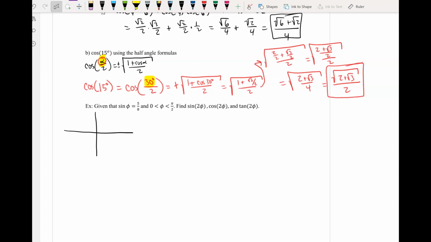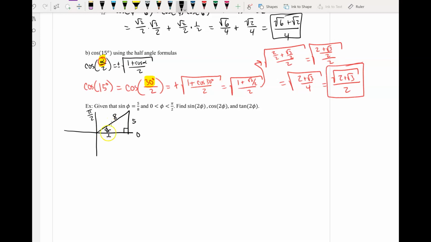And then we know that phi is from 0 to pi over 2. Well, that's just from 0 to 90 degrees. So we're going to draw a triangle over here. And here is a 90-degree angle. Here is phi. We know that sine is the opposite over the hypotenuse. So you're going to have 5 and then 8 over here.